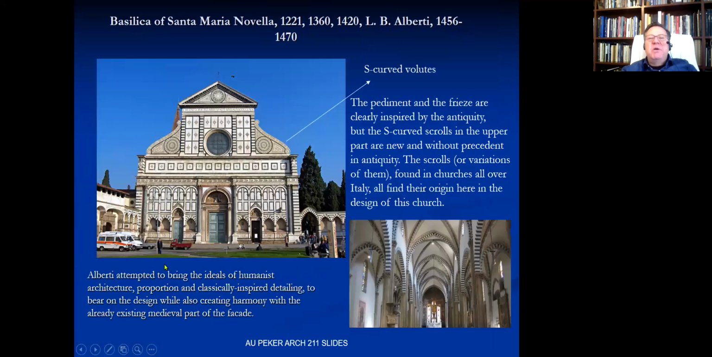Now, Alberti's Basilica of Santa Maria Novella. Alberti attempted to bring the ideals of humanist architecture, proportion, and classically inspired detailing to bear on the design while also creating harmony with the already existing medieval part of the church.